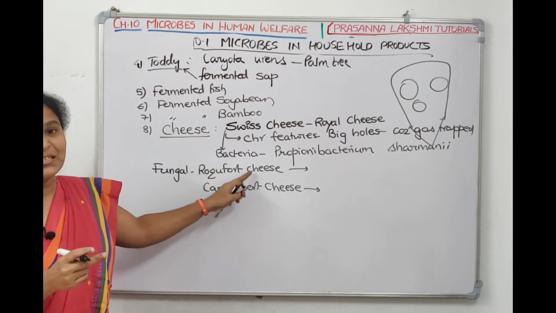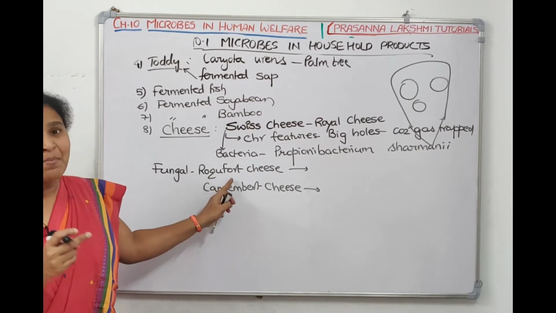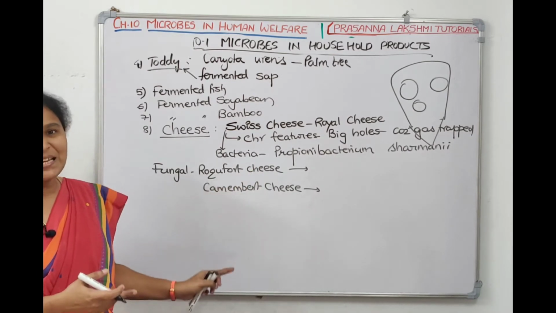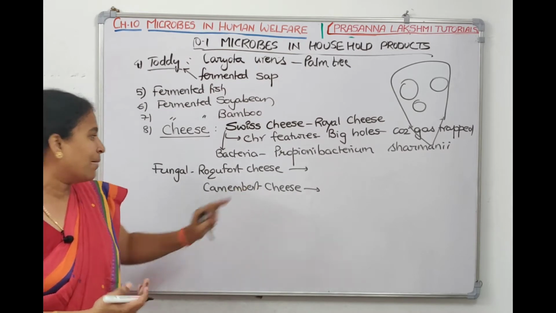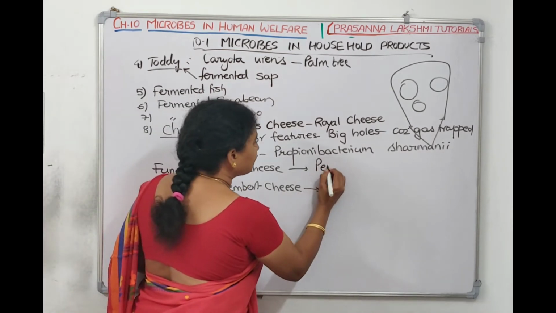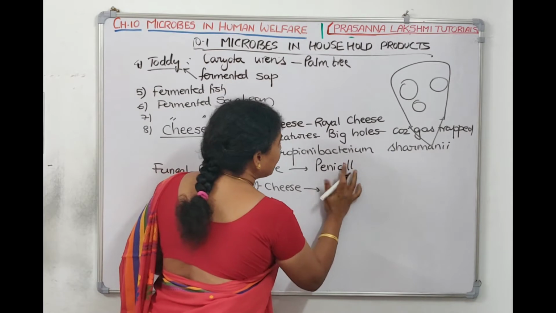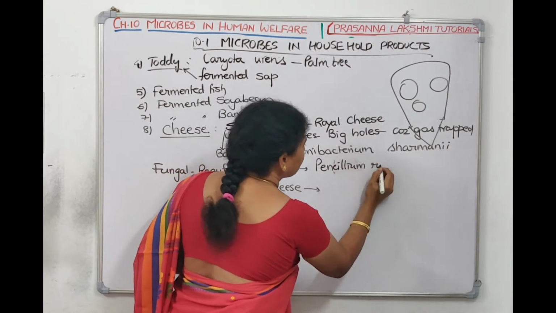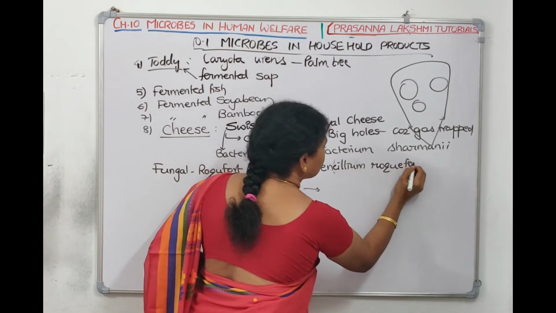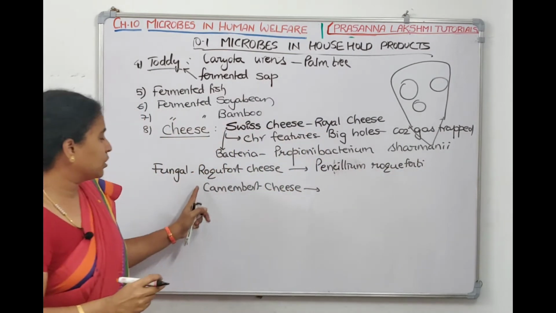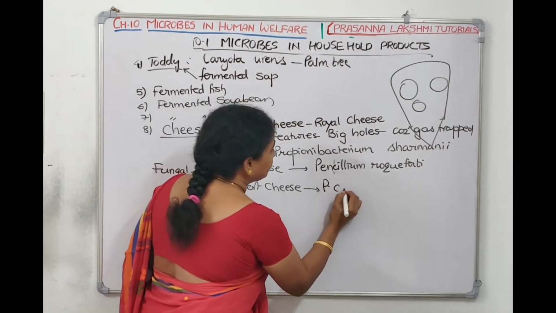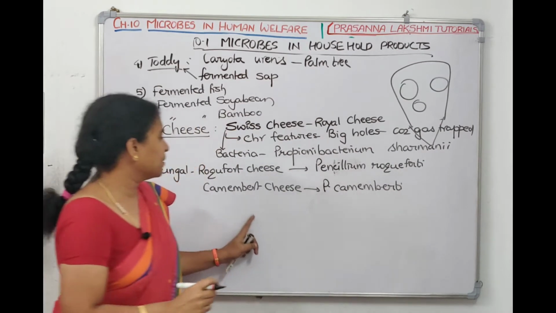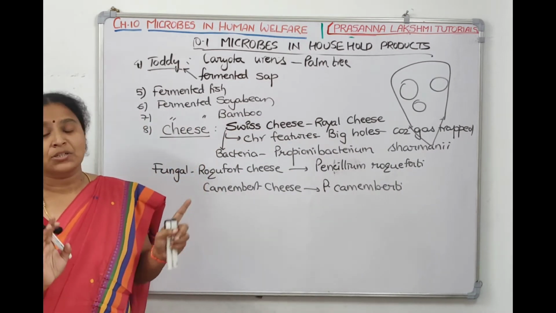Since I told you these are of fungal origin, what are the fungi which are involved in producing Roquefort and Camembert cheese? These are flavored cheeses. Penicillium roqueforti is the fungus which is used in Roquefort cheese. Penicillium camemberti is used in the production of Camembert cheese.